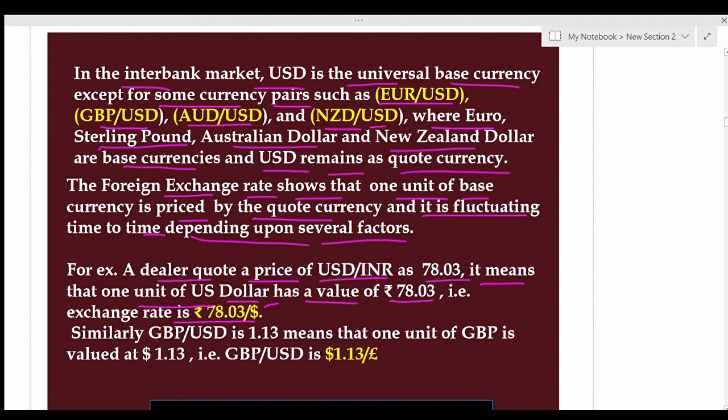Similarly, GBP/USD is 1.13, which means that 1 unit of GBP is valued at $1.13. That means GBP/USD is $1.13 per pound, per base currency.